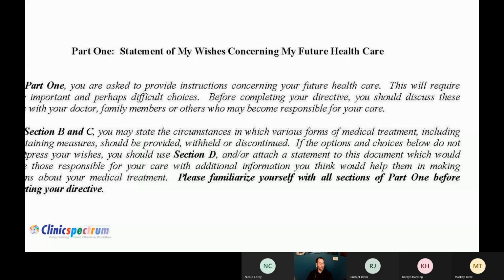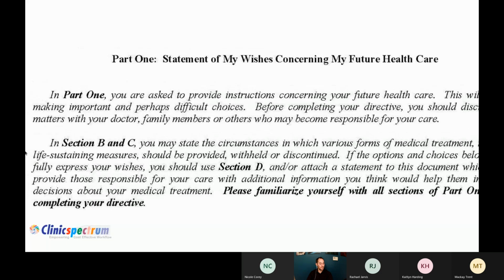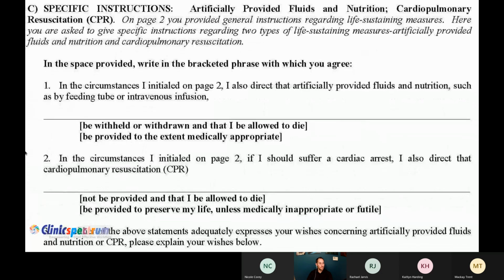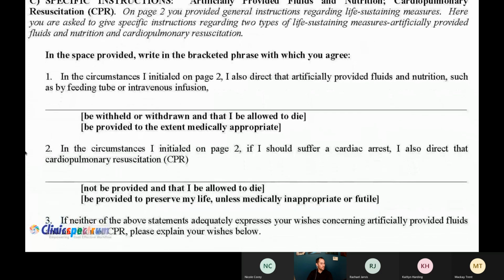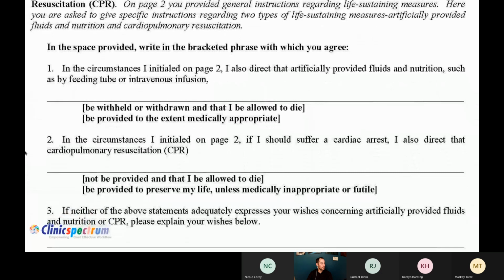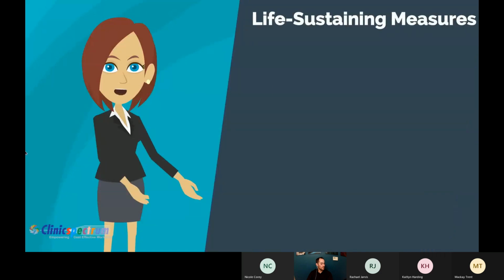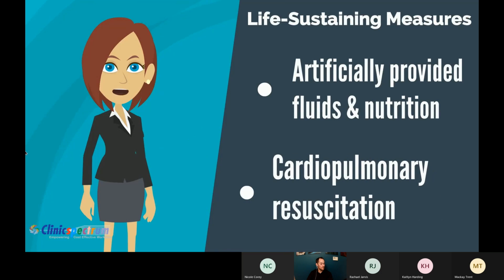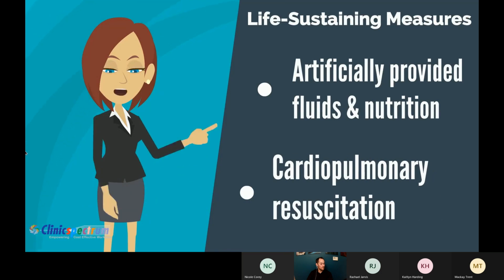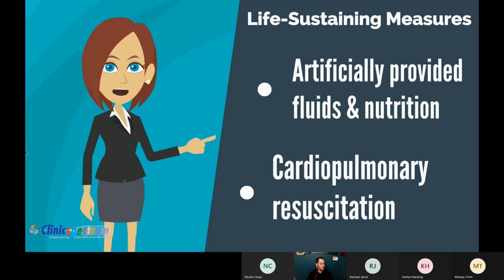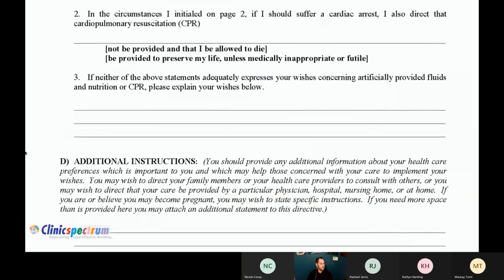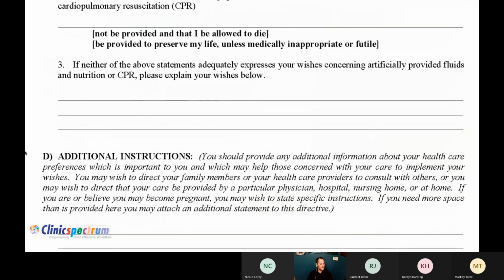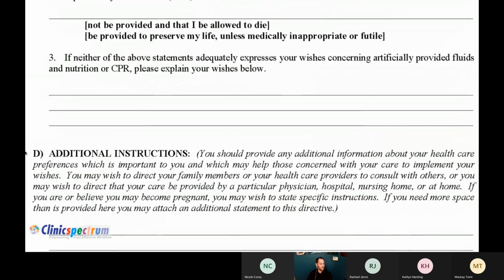There are two parts. In Part 1, you are asked to provide instructions concerning your future health care. In Section B and C, you may state the circumstances in which various forms of medical treatment should be provided, withheld, or discontinued. You are asked to give specific instructions regarding two types of life-sustaining measures: artificially provided fluids and nutrition, and cardiopulmonary resuscitation. Section D needs additional instructions about your healthcare preferences that are important to you, and which may help those concerned with your care to implement your wishes.